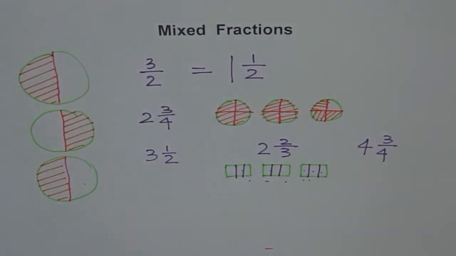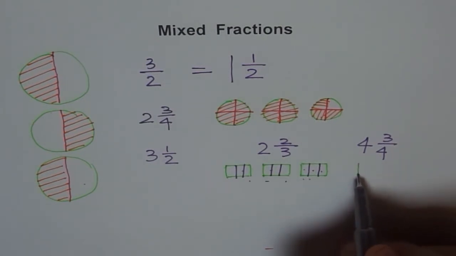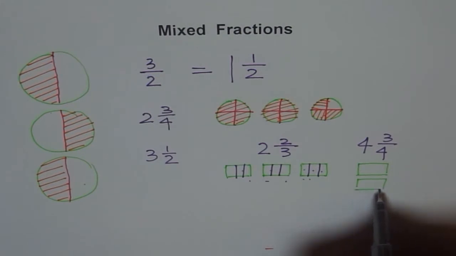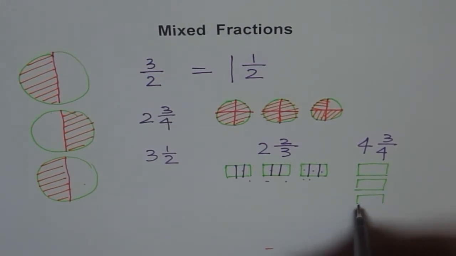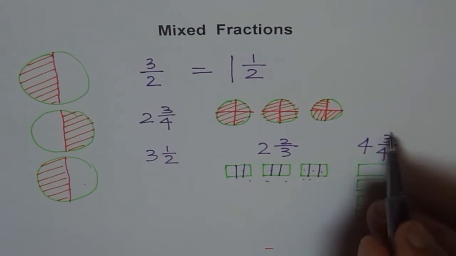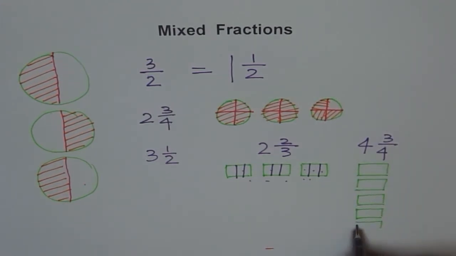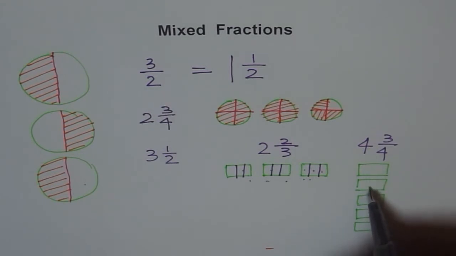Here you can draw rectangles like this. Here you can also draw like this. You can have one here, one under it, right? One more. You need 4, and then 3/4. So you need one more, right? In how many parts will you divide each? You will divide them into 4 equal parts, right?